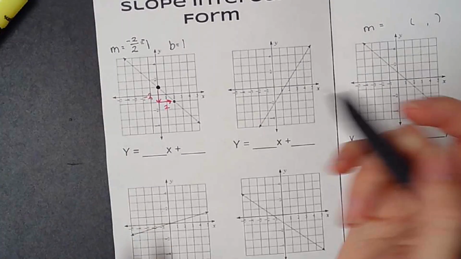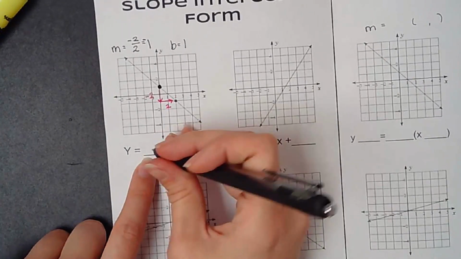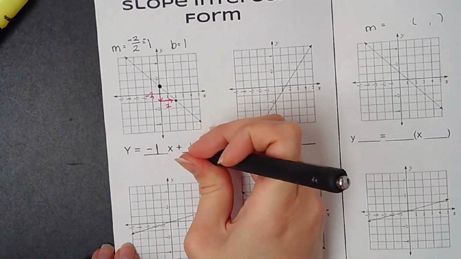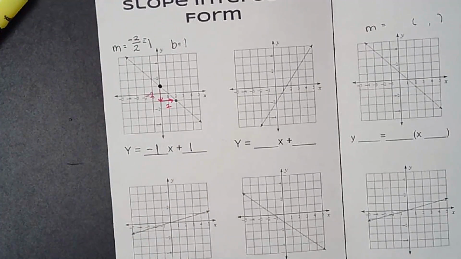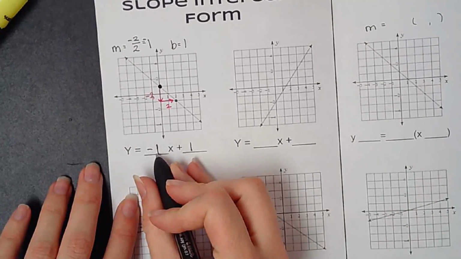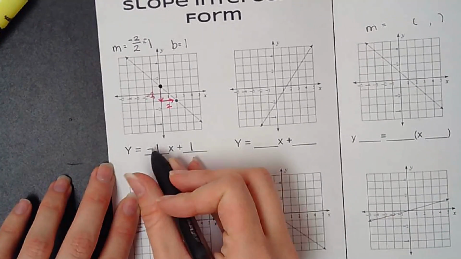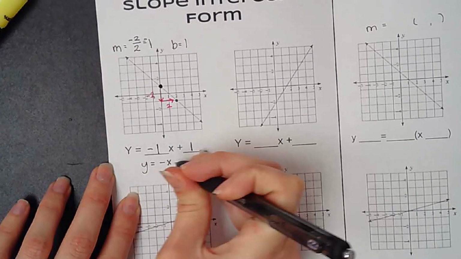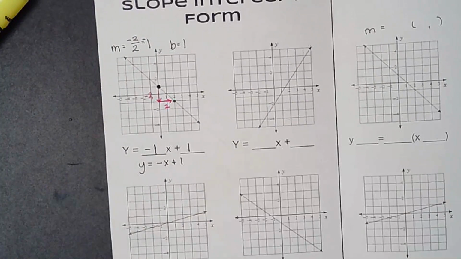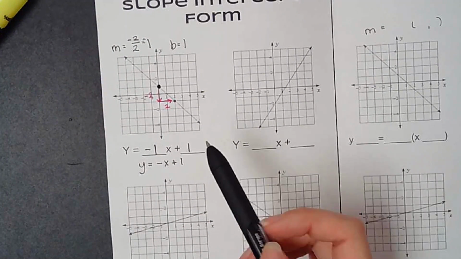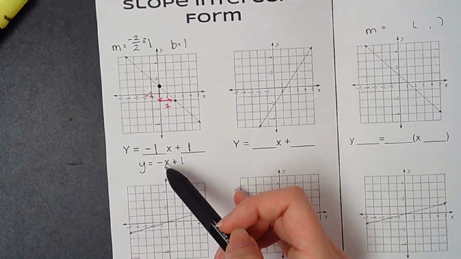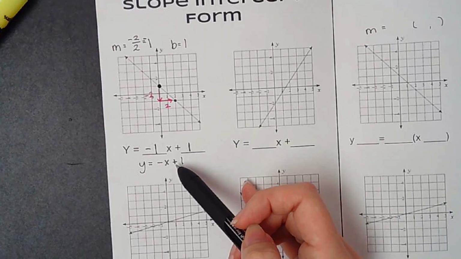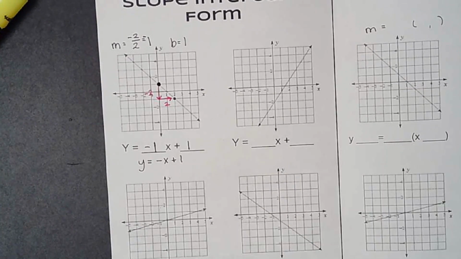So when I'm writing the equation, I just need to fill in my slope. M is -1. Fill in my y-intercept. B is 1. So usually we wouldn't see this -1. The 1 would be an invisible 1, and we would write this as y equals -x plus 1. If my y-intercept was negative, I would have a minus the y-intercept at the end. But if my y-intercept is positive, it's always going to say plus.